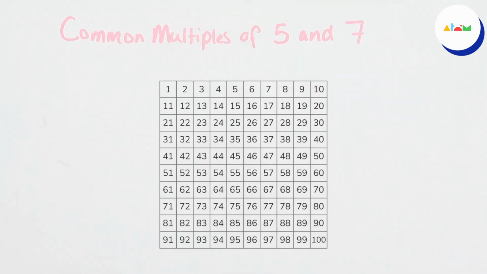First, we find multiples of 5. Next, we find multiples of 7. Some of the numbers have turned purple. That means they are both red and blue. A common multiple is a number which is a multiple of both. So, 35 and 70 are the first common multiples of 7 and 5.